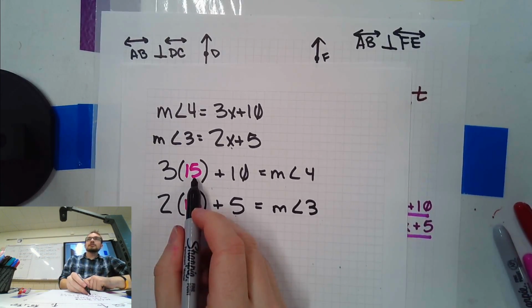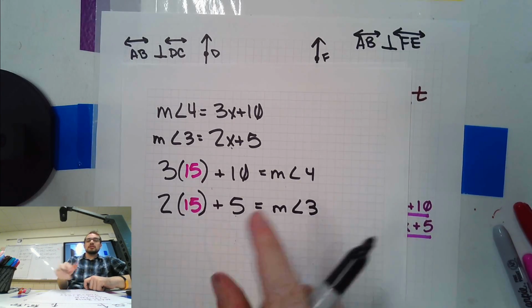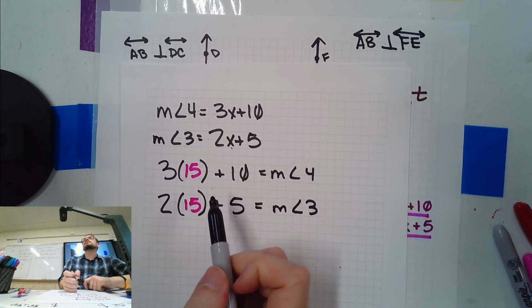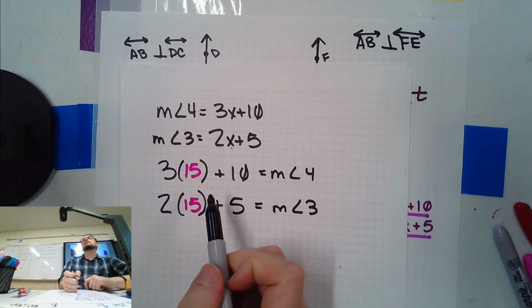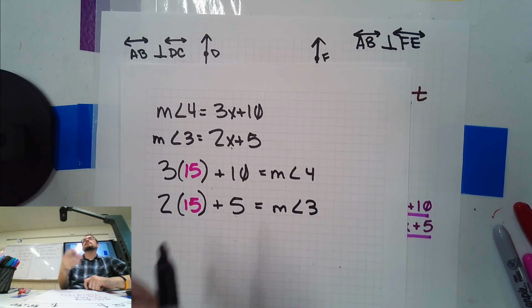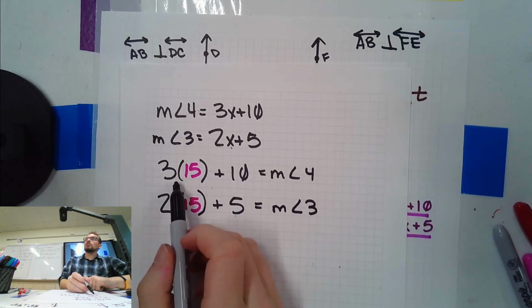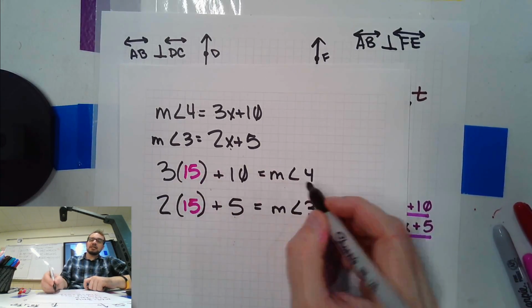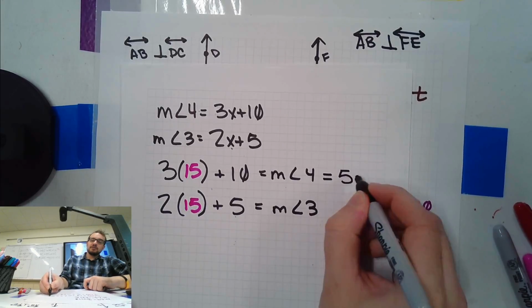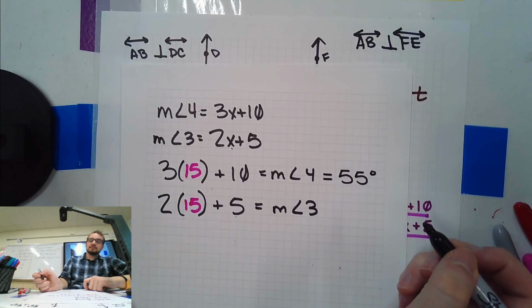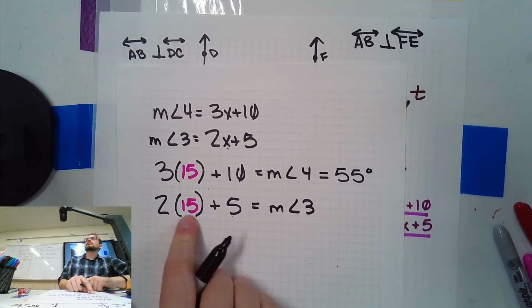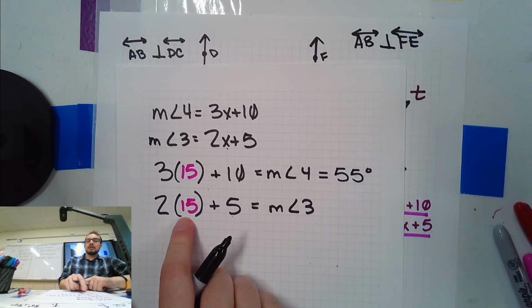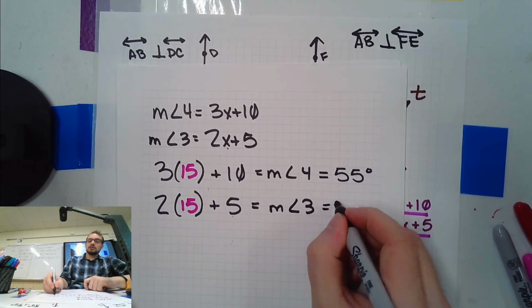3 times 15 is? What's 15 times 2? 30, right? 15 times 2 makes 30. It's all right. Add one more 15 to that. 45. So that's 45. 45 plus 10 is 55. 15 times 2. 30. Add 5. That's what Tucker was saying.